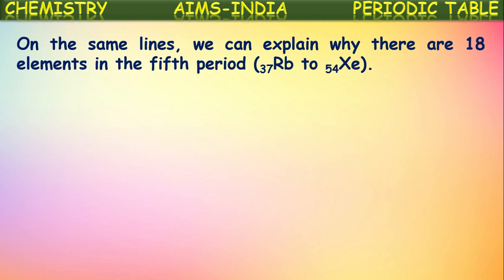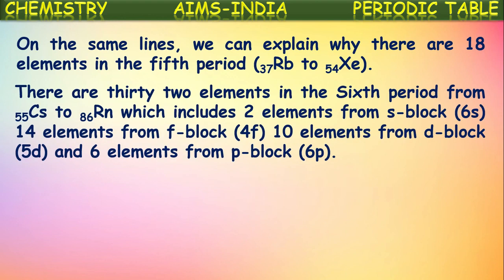In the same way, the fifth period also contains 18 elements. They are from rubidium to xenon. There are 32 elements in the sixth period from cesium to radon, which includes 2 elements from S block, 14 elements from F block, 10 elements from D block and 6 from P block. Totally 32 elements. The sixth period contains totally 32 elements. That's why we say 6th and 7th periods are the longest periods.